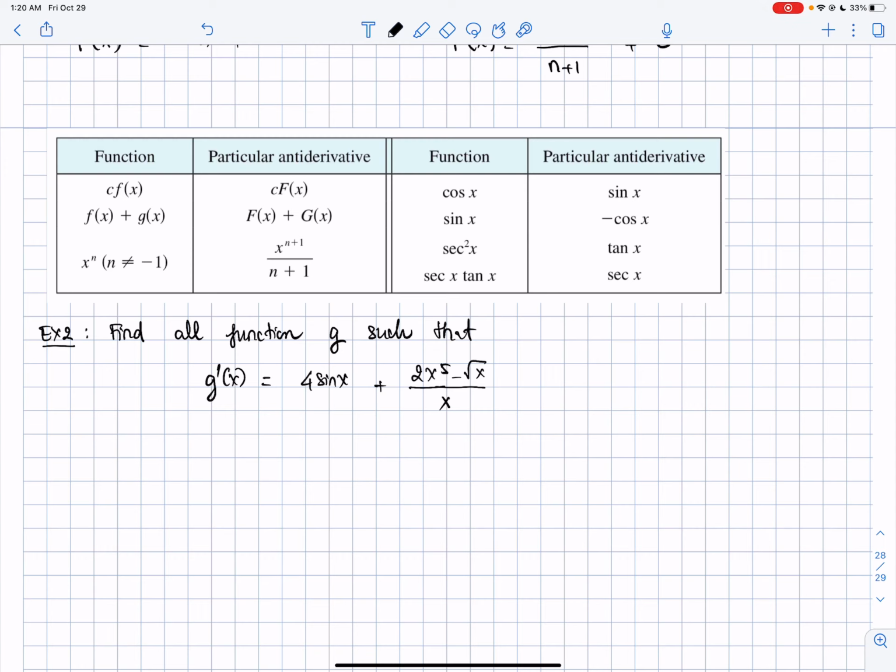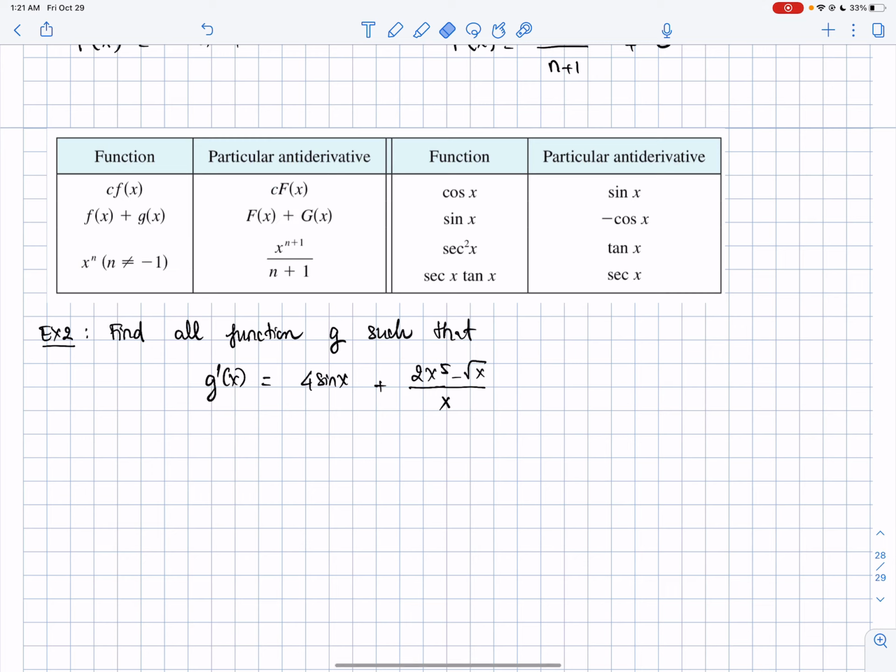We have the formula in the table below to find the antiderivative of a function. If you have a function c times f of x, then all you need to do is keep the c and find the antiderivative of f of x, which is big F of x. The plus is still the plus. For x to the n, the antiderivative is: we increase the exponent by one step and then divide by the exponent n plus 1.